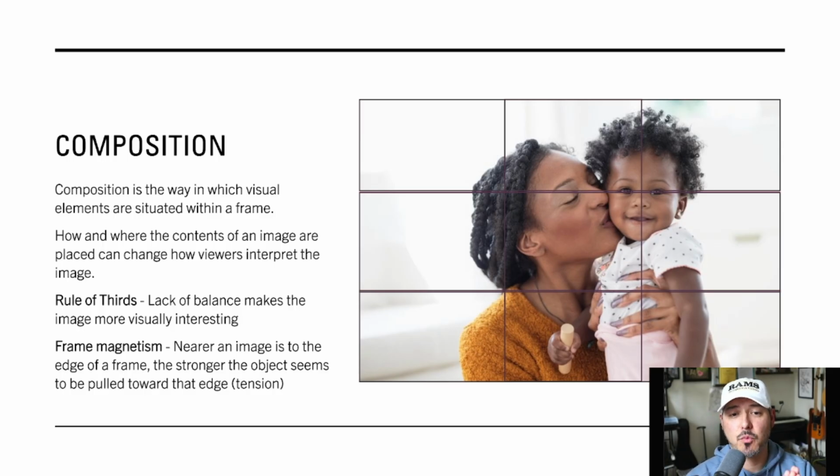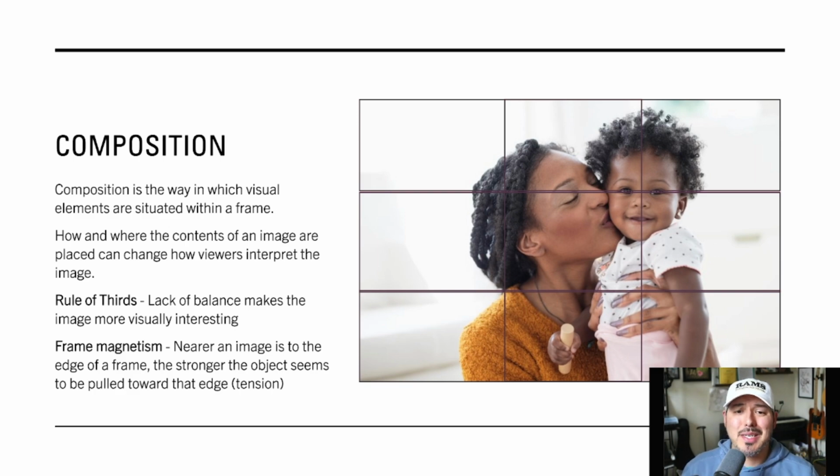But frame magnetism works both ways. The farther out to the frame it is, the more it creates a sense of tension. The closer the images are to the center, the more it creates a sense of cohesion. And composition shows up even when it's not intentional. If you're just trying to take a picture and you roughly center something in your picture or something like that, it still shows the way that you framed it, what you chose to put in the image.